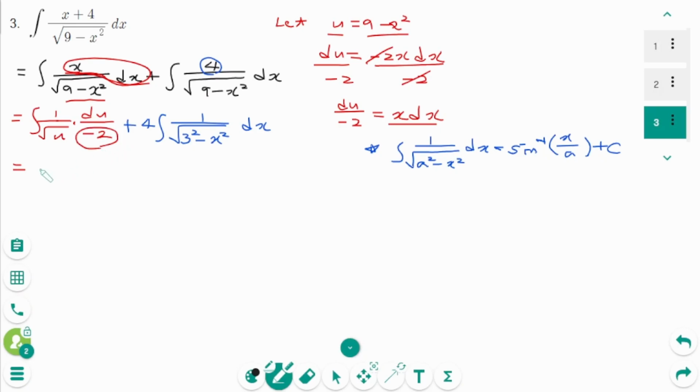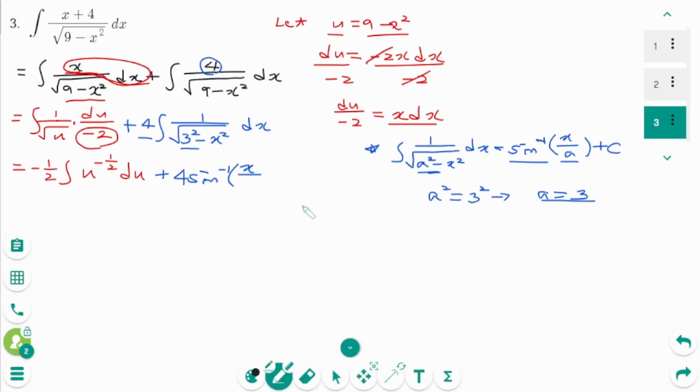Minus 1 over 2, the integral of 1 over square root of u in the power form, u to the power of minus 1 over 2 du. In here, a squared is 3 squared. That means a equals 3, plus 4 arc sine of x over 3 plus c, equals minus 1 over 2.